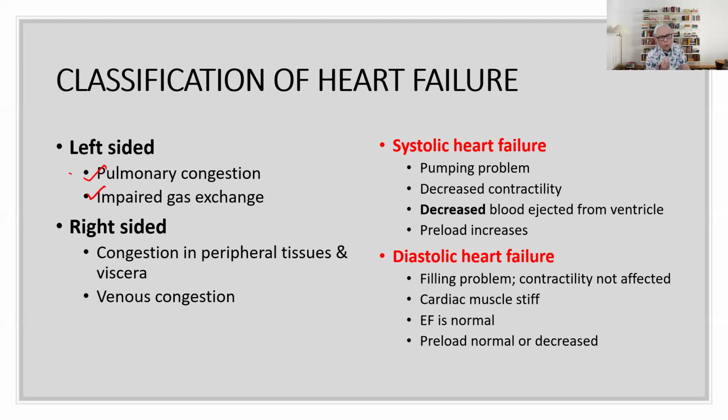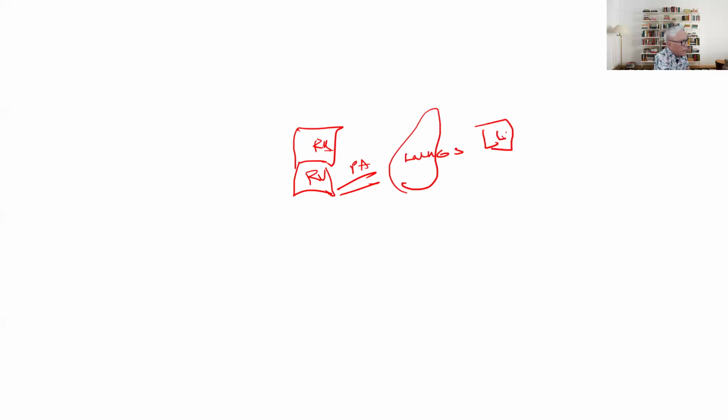All right, so let's take a look now at right-sided congestive heart failure. If this is the right atrium and this is the right ventricle, and this is the pulmonary arteries and the lungs, left atrium and the left ventricle. The problem in right-sided heart failure is this is going to be incompetent in moving blood forward. Thus, where would congestion be? Congestion will be in the venous circulation.